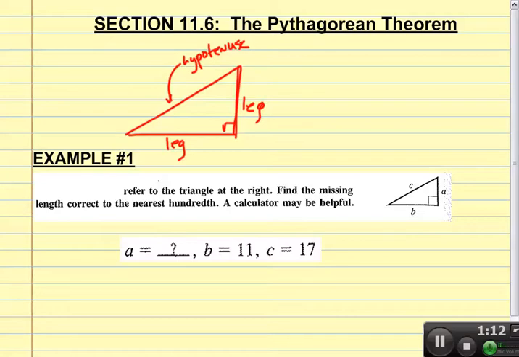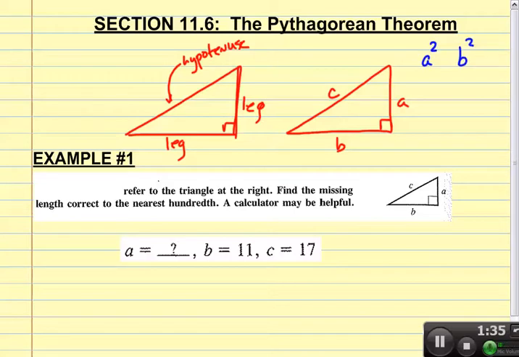Now, in the Pythagorean theorem, we're going to name the legs A and B. It doesn't matter which one you call which, but C is always the hypotenuse. So be sure that you keep that straight. What the theorem says is that if you take the length of A and square it, take the length of B and square it, and add those two things together, you get the length of C squared. A and B are the legs, and the one that's by itself on the other side of the equal sign is always the hypotenuse.